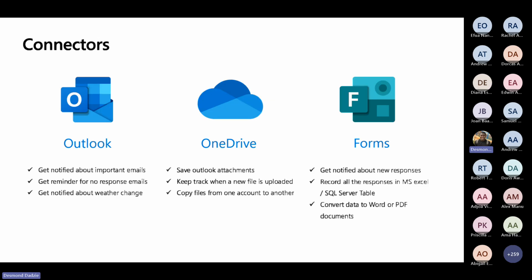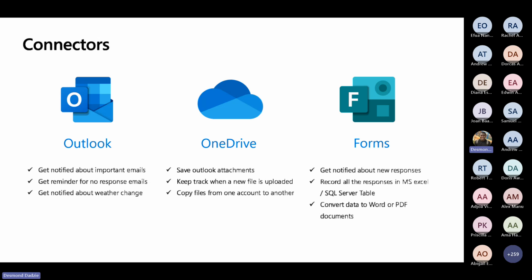So the connectors that I spoke about earlier, these are the connectors that we have. We have Outlook, we have OneDrive, we have Microsoft Forms. If we are talking about Outlook, then we are talking about getting notified about important emails, getting reminders for no response emails, and also getting notified even about the weather change. These are all possible things that you can get done with Microsoft Power Automate. For the Outlook one and the OneDrive one, we are going to work on a demo project which makes use of this. So stay tuned for that.